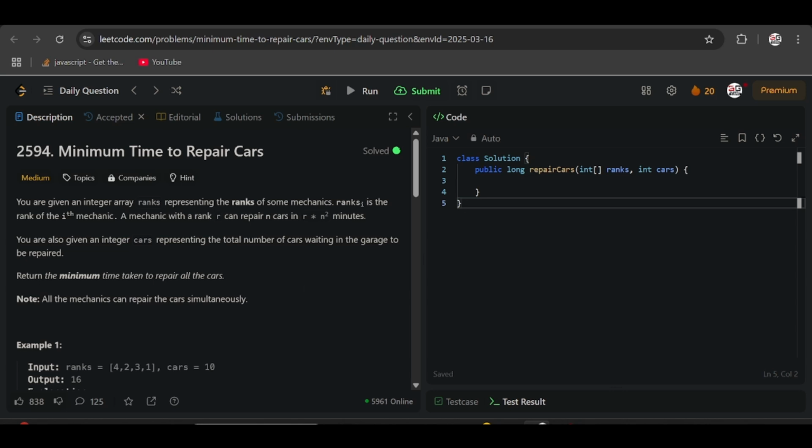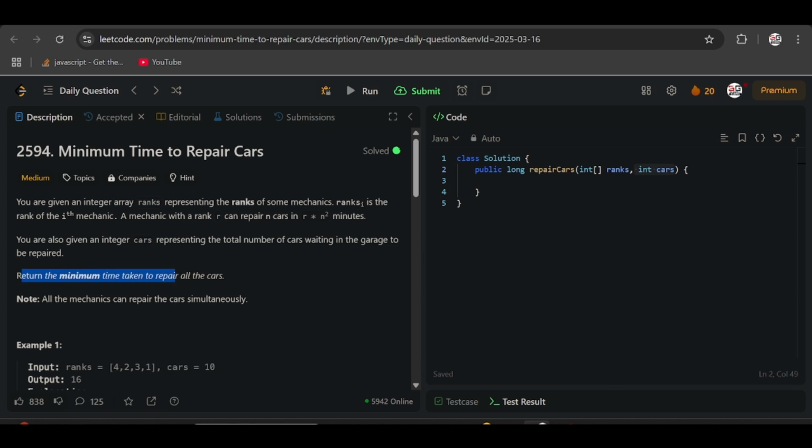So in this question we are given an array of ranks and an integer cars. So what does this ranks array represent? This ranks array is an array of mechanics, where ranks[i] is the rank of the ith mechanic. These mechanics need to repair all the cars. There is a total number of cars, and the mechanics need to repair all of them.